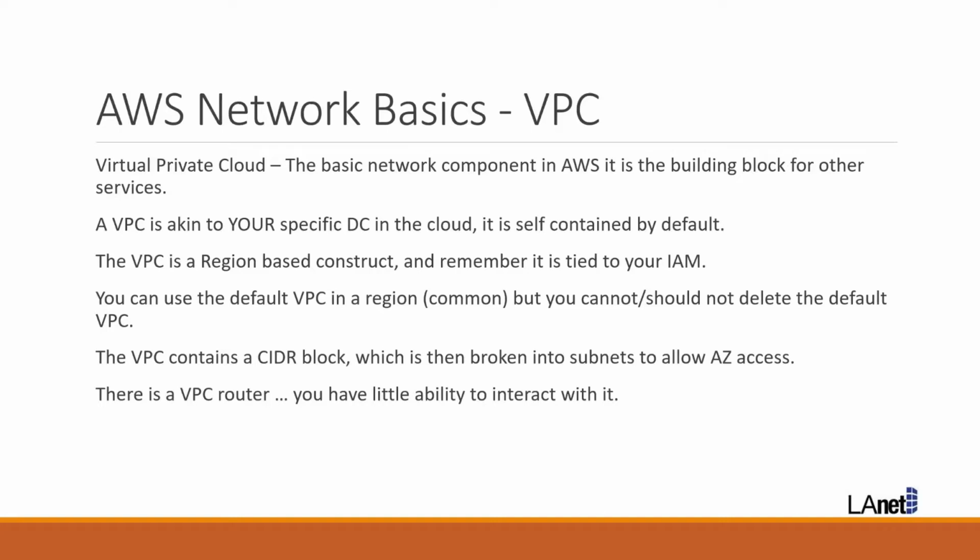And lastly, there is such a thing as a VPC router, but you only have a small ability to interact with it. You can view its routing table and you can add static routes, but that's about all you can do with the VPC routing table. So for example, when you add in a CIDR block to your VPC, it's going to be added into the routing table for the VPC no matter what you do. You can't say don't put this in the routing table. It's in there no matter what.